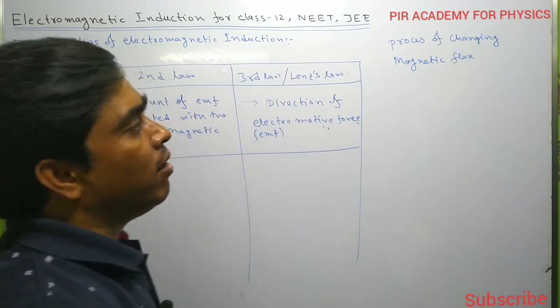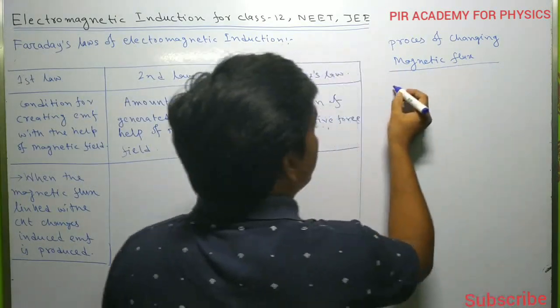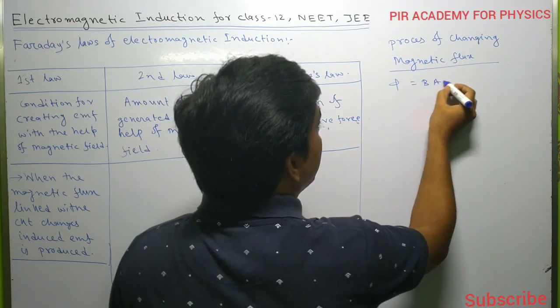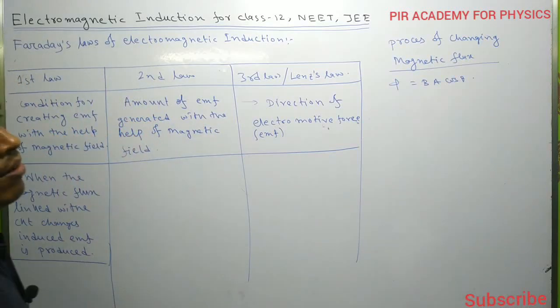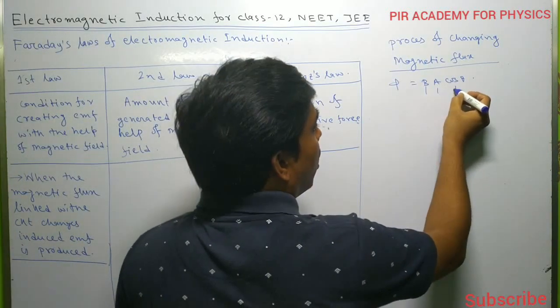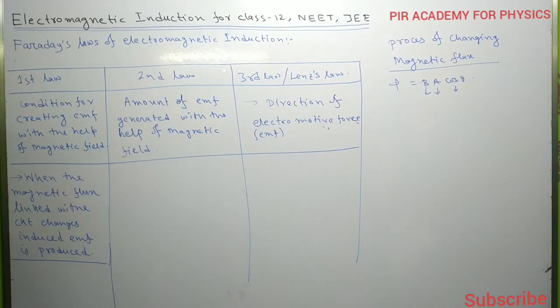How can you change magnetic flux? You know that magnetic flux phi equals BA cos theta. Already you have known it. There are three quantities related to magnetic flux.